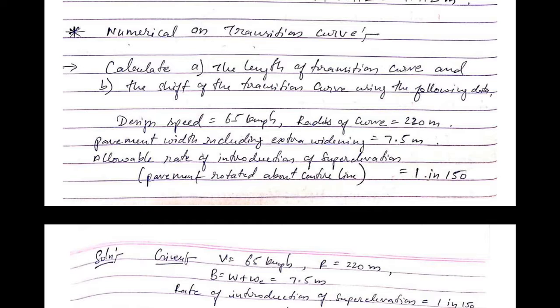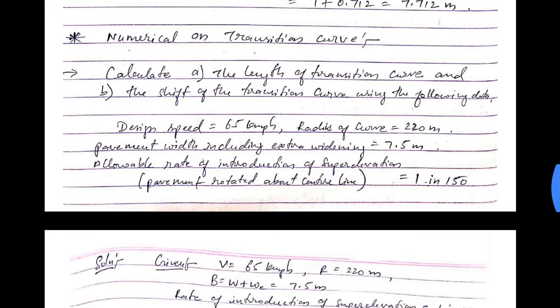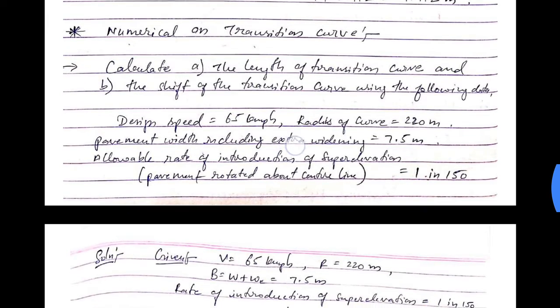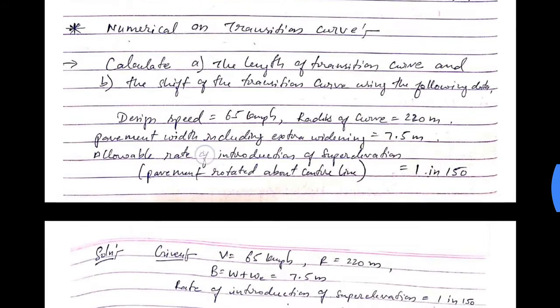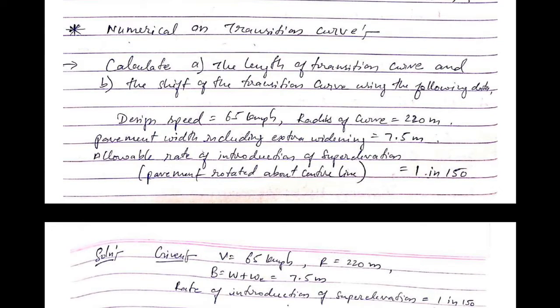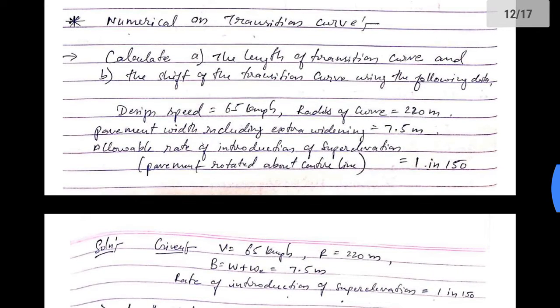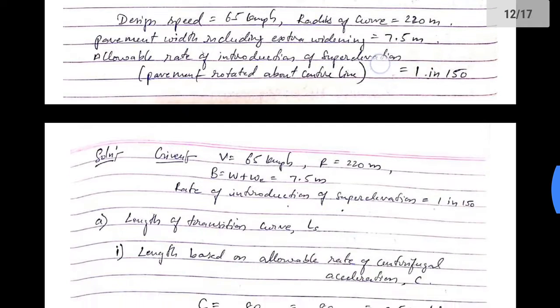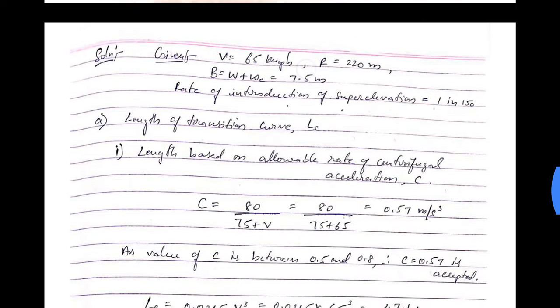The following data is: design speed 65 kmph, radius of curve 220 meters, pavement width including extra widening, that is W plus WE, 7.5 meters, allowable rate of introduction of super elevation, it is 1 in 150. Also we have been given that the pavement is to be rotated about the center line. Now let's move to the solution. What are the given entities?